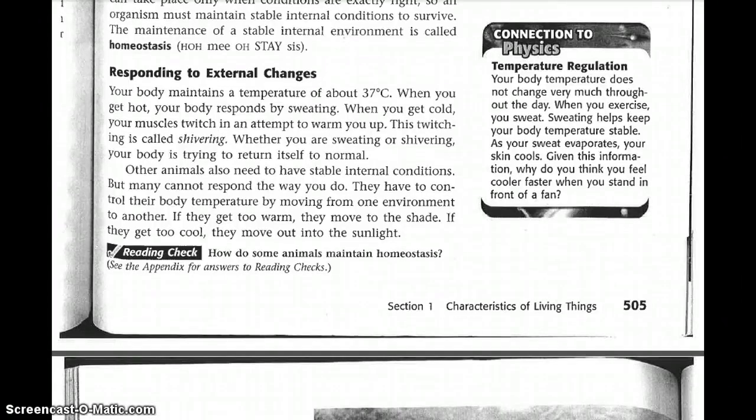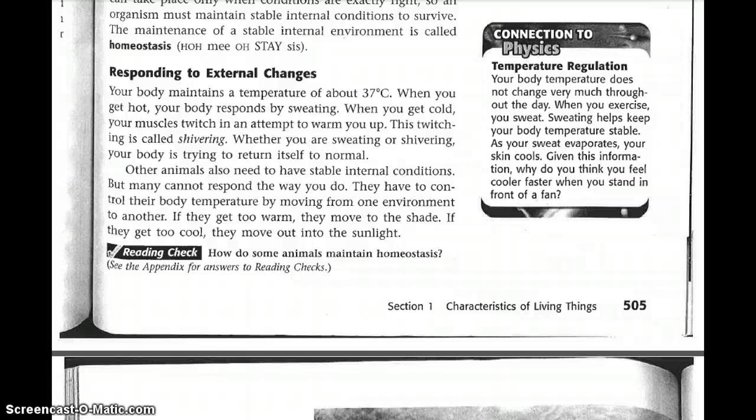Responding to external changes. Your body maintains a temperature of about 37 degrees Celsius. When you get hot, your body responds by sweating. When you get cold, your muscles twitch in an attempt to warm you up. This twitching is called shivering. Whether you are sweating or shivering, your body is trying to return itself to normal.